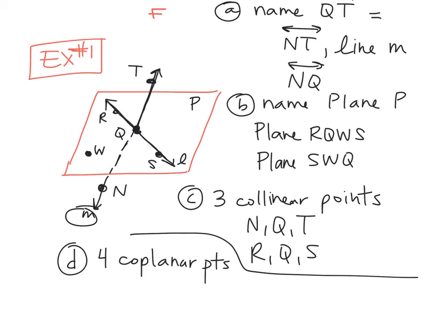Is it Derek? What's your name? Matthew. Go ahead. RQWS would work. Are there any other 4 coplanar points? Remind me of your name. Jared.